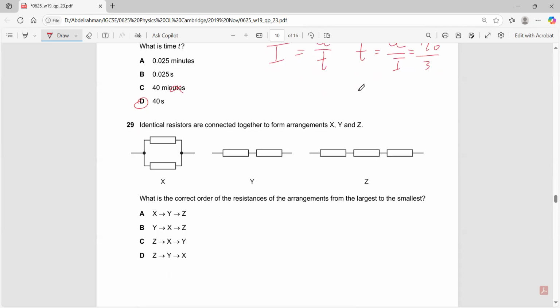What is the correct order of resistance from the largest to the smallest? If I have resistors in series, then the resistance increases. This is the largest resistance. If you have resistors in parallel, then this would be the least resistance. So from largest to smallest, it would be Z, Y, X.